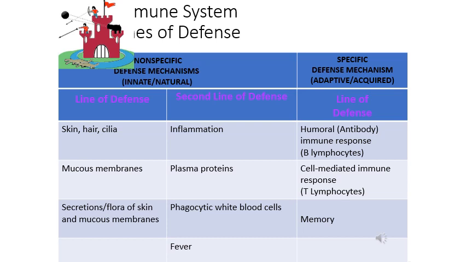And then the third line of defense is specific. It's adaptive or acquired. We have 2 types. We have the humoral, which is the antibody-mediated response, which involves our B cells, and then we have a cell-mediated immune response, which is our T cells. Again, both of these are specific, meaning that they do have memory. So, for example, if I have an antigen that invades, my body forms an antibody to it. The next time, if I were to see that very same antigen, my body would automatically have memory and respond.